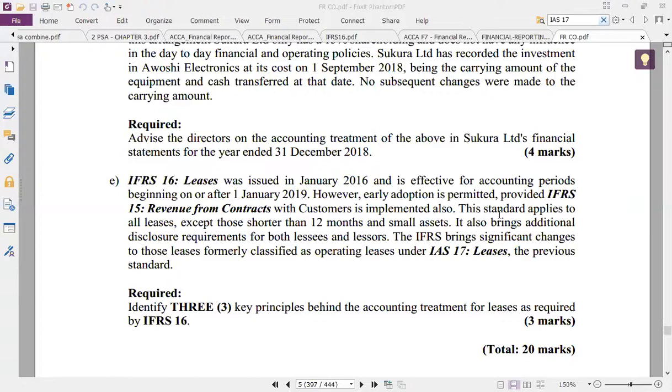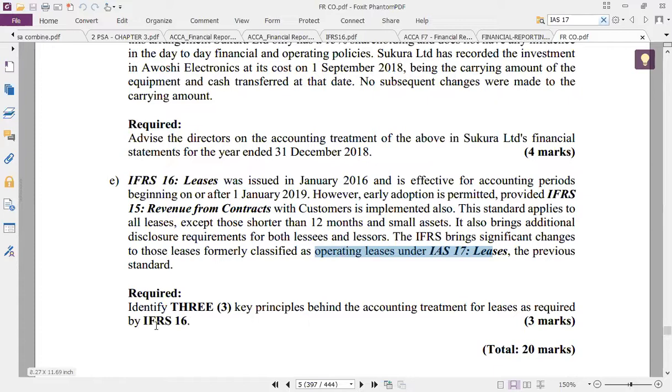This standard applies to all leases except those shorter than 12 months and small assets. I mean, what the example stated, small assets. It also brings additional disclosure requirements for both lessees and lessors. IFRS 16 brings significant changes to those leases commonly classified under what? Operating leases under IAS 17 Leases, the previous standard. The question required: identify three key principles behind the accounting treatment for leases as required by IFRS 16.